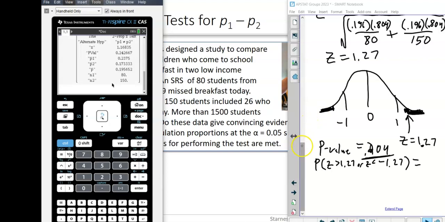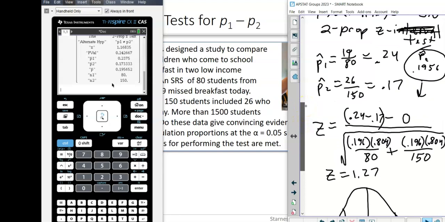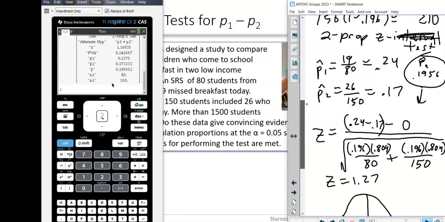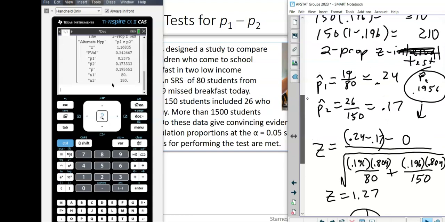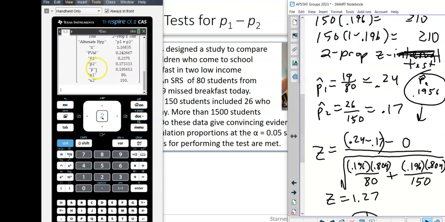P1 and P2, let's see if we had those correct. 0.24, 0.2375, 0.17. Yeah, that's right. And then, oh, look at this. Do you see on the calculator what that P hat is? That's our P hat common, our common P that we get from pooling. If we look at that, that was 0.1956. That's exactly what it is, 0.1956. Excellent. So it gives you all those values.